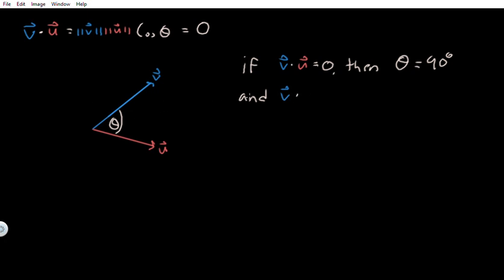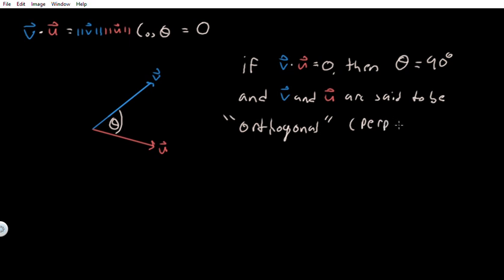V and u are said to be orthogonal or perpendicular. They have the same real meanings, but in multivariable calculus we say that they're orthogonal. I'll write it over here, perpendicular, because they really are the same terms in 2-dimensional space.